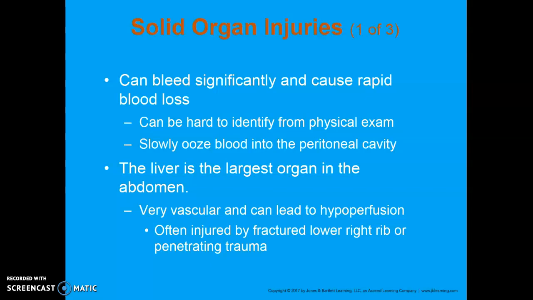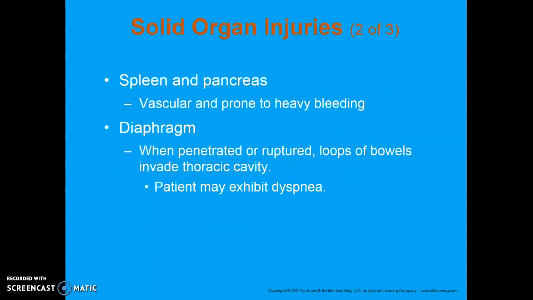The liver is the largest organ in the abdomen, and so it tends to be one of the most frequently injured. It's very vascular, often injured by a fractured rib on that right lower side. So it can cause penetrating trauma even without a break in the skin over top of it. And oftentimes when you have a patient that's got an injured liver, it's going to refer up into that right shoulder.